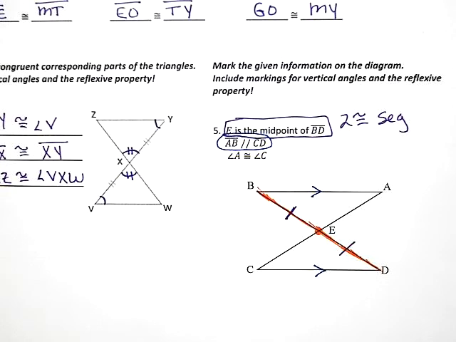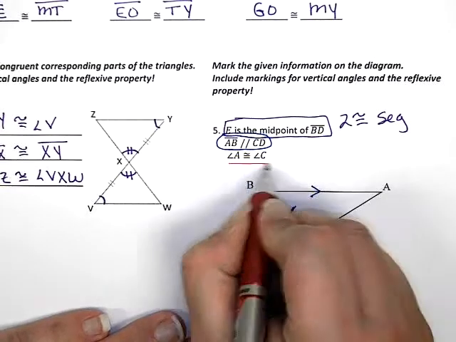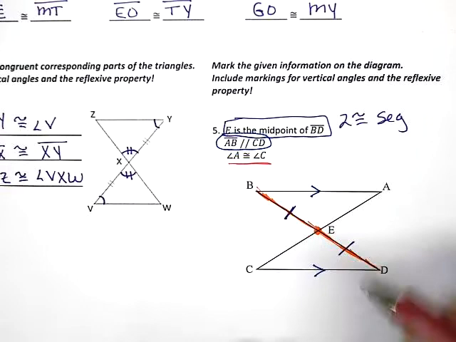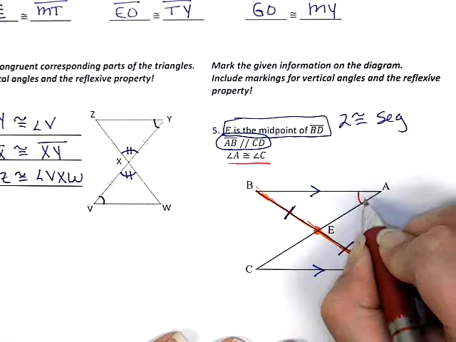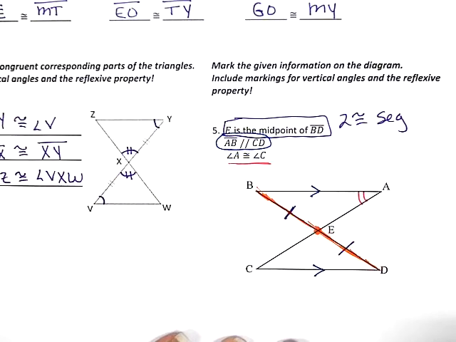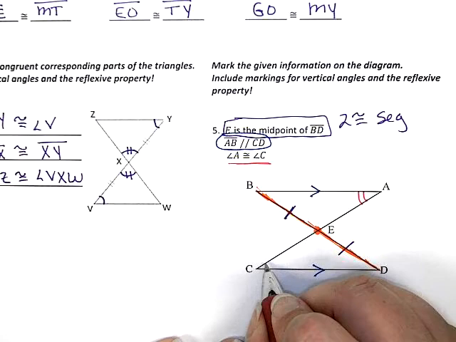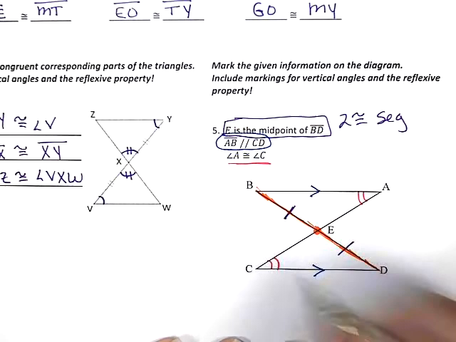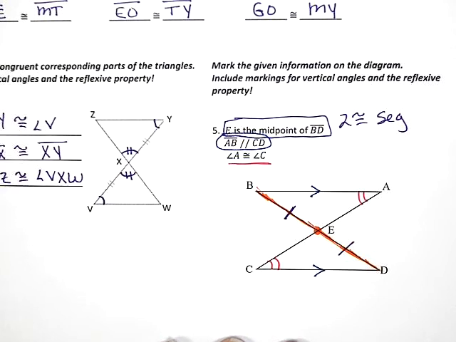And the very last thing that we're going to want to mark is that angle A is congruent to angle C. So angle A is right here. I'm going to put two arc marks. You could put one if you want. And that's congruent to angle C. So I got two arc marks there.